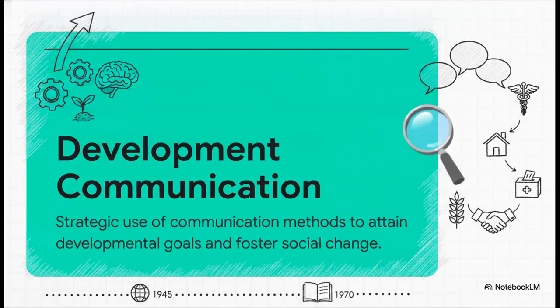Before we jump into the historical evolution, we need to establish a clear baseline. The term we're focusing on is development communication, and it was first coined by a scholar named Nora Cabral back in 1970. She defined it as the strategic and planned use of communication methods to attain developmental goals and foster social change. This concept really emerged after World War II, and it's meant to be this practical, real-world bridge between academic knowledge and actual community enhancement, whether you're trying to improve health outcomes, agriculture, or local governance.